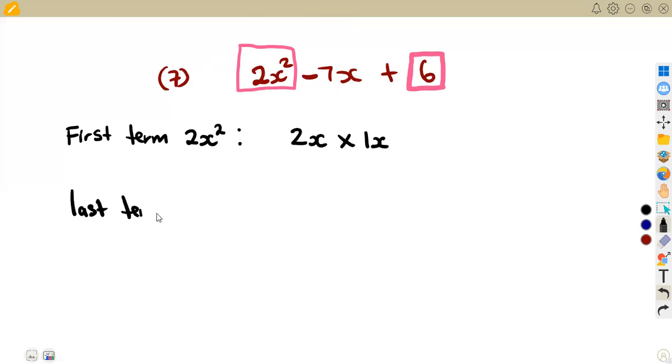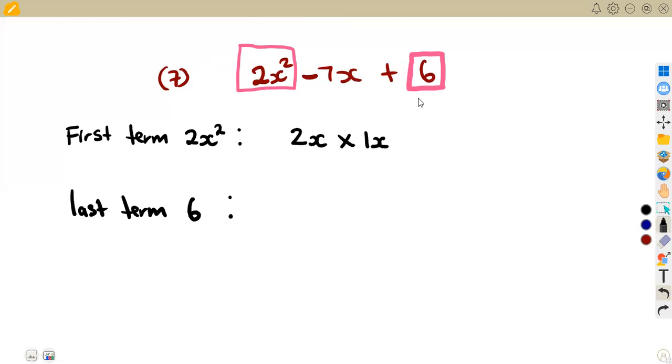All right. Our last term is 6. But like I said, don't consider the sign. Just consider the number as it is. So we need 2 numbers, there must be pairs, a pair like this that you multiply to get a 6.